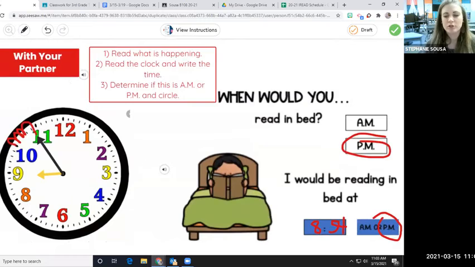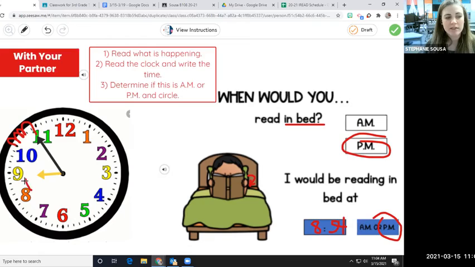Next one, slide 10. This says, when would you read in bed? And this one's kind of tricky because you might read in bed in the morning when you're doing your reading log, but this is discussing and assuming that you are in bed for the night. Okay, you've gone into your bed. You're not laying on your bed. You are in the bed, under the covers, tucked in, ready to go. Okay, that would be PM or afternoon.